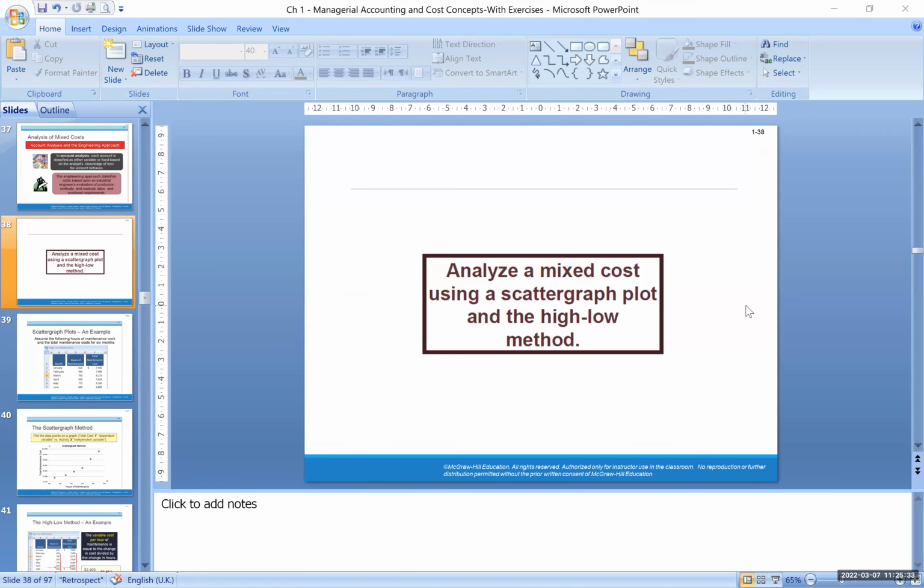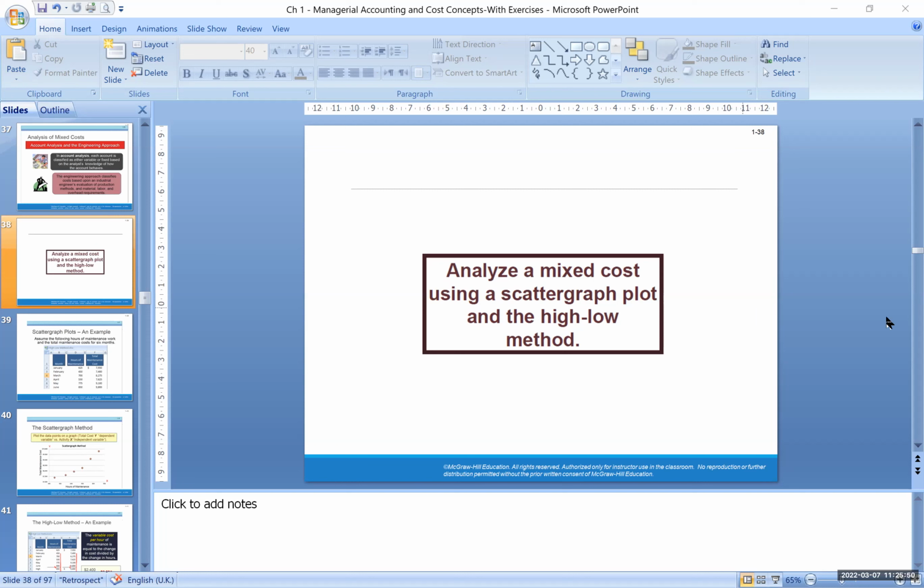Hello guys, this is the third lecture in managerial accounting, and we stopped last time at analyzing the mixed costs using the scatter graph plot and the high-low method. So let's discuss now analyzing the mixed cost.